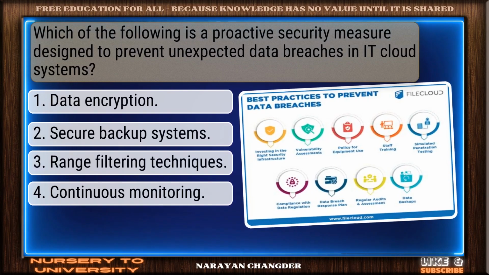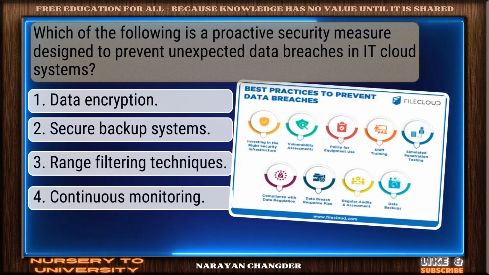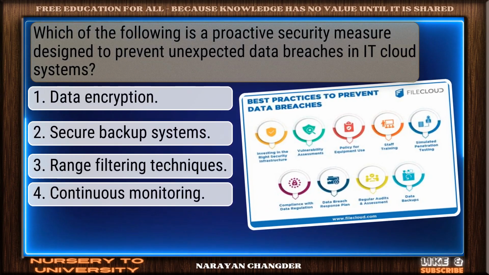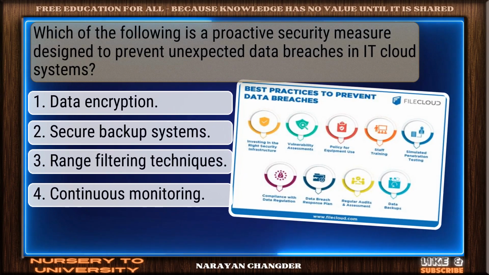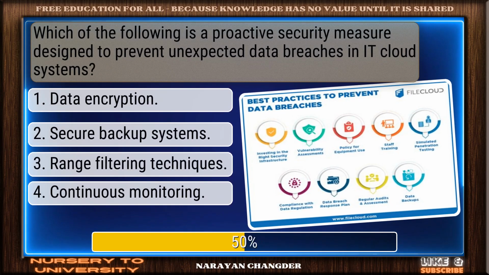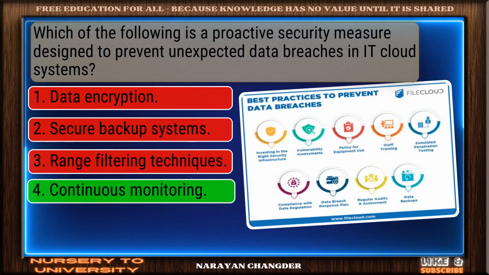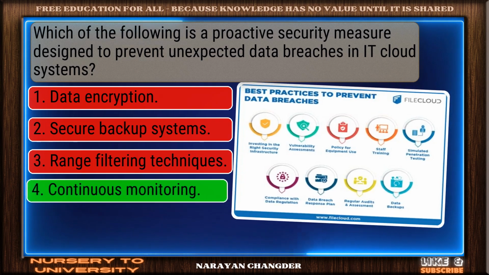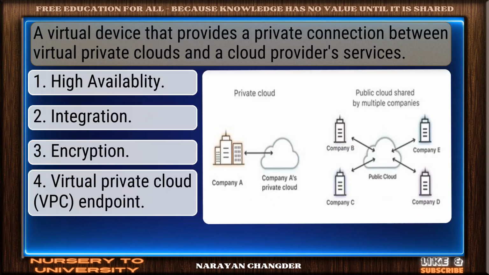Question number 19. Which of the following is a proactive security measure designed to prevent unexpected data breaches in its cloud systems? Excellent choice. Continuous monitoring is the right answer.